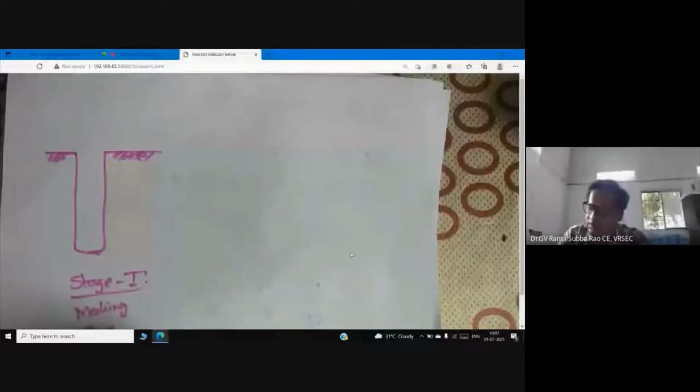Making borehole. So I must show you conversion. Okay. Now after making the borehole, what will we do?